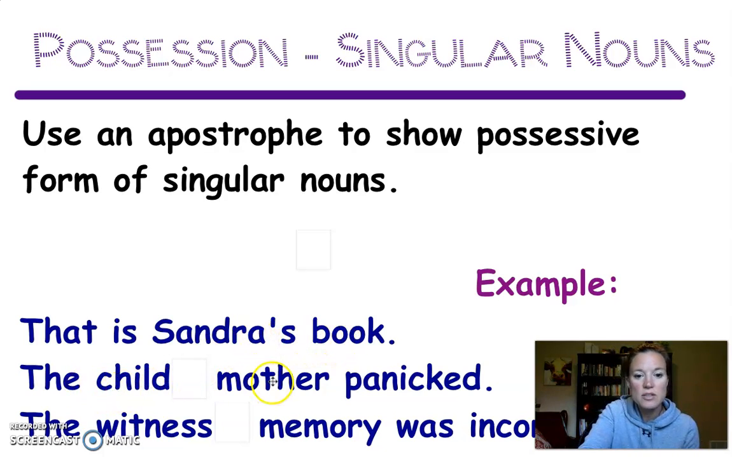Same here. The child's mother panicked. The child owns the mother, right? The mother belongs to the child, ownership. I don't have more than one child, I have only one. So I need to use the apostrophe to show that the child owns the mother. One more example. The witness's memory was incorrect. The memory belongs to the witness. It is the memory of the witness. Possession. So I have to add the apostrophe S to show that that memory belongs to the witness.